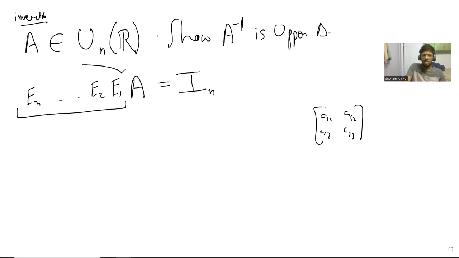So if you can just show that this is upper triangular, this is just ideas, it's not a proof. You have to show that this is upper triangular, but you have proved that a product of upper triangular matrices is upper triangular. So it is enough to show that each of these matrices is upper triangular. You can manage with upper triangulars if A is given to be upper triangular. So here you have to show that each E_i can be taken to be upper triangular.